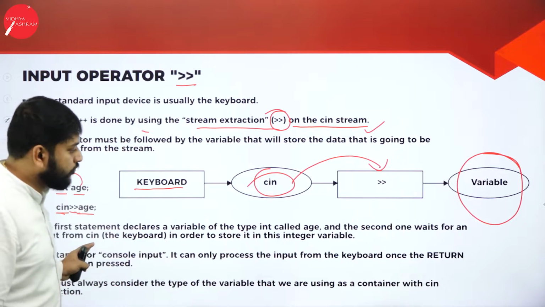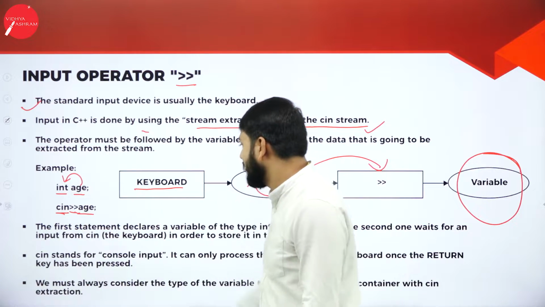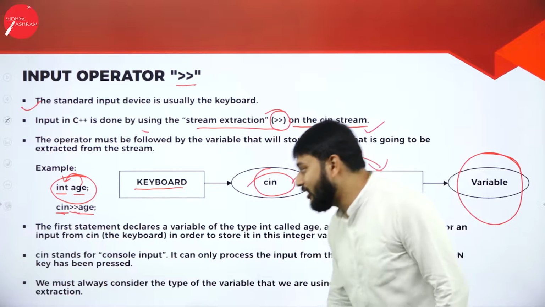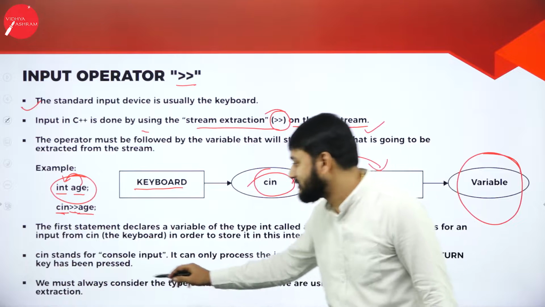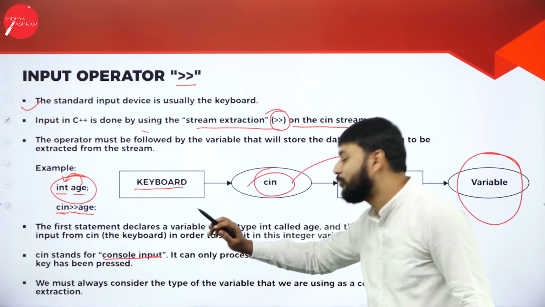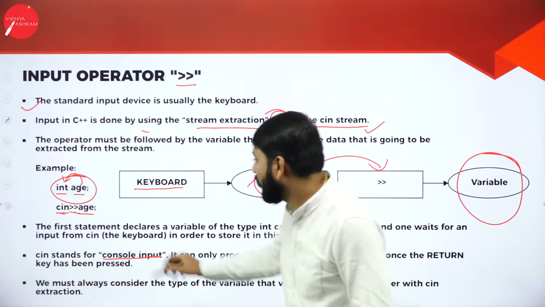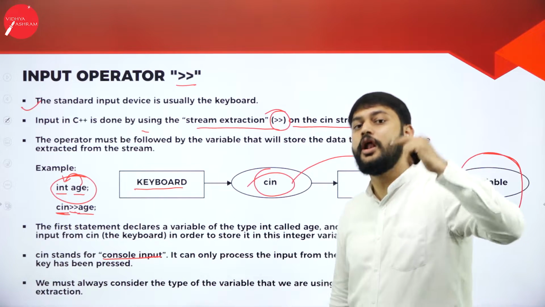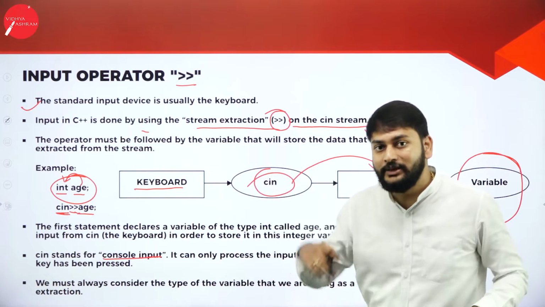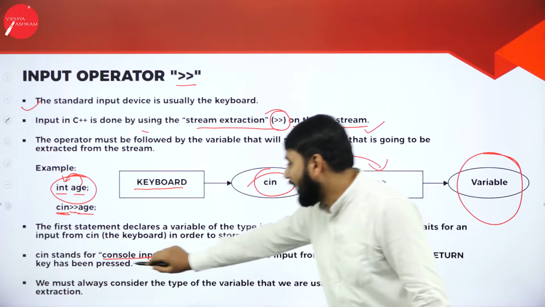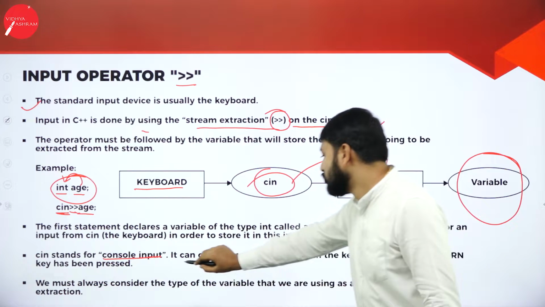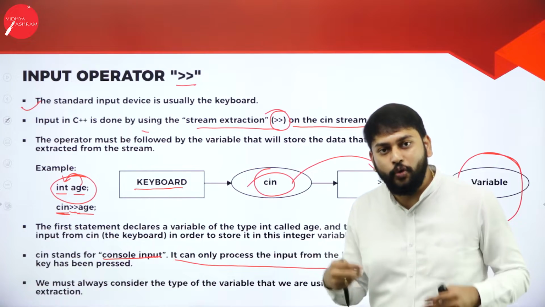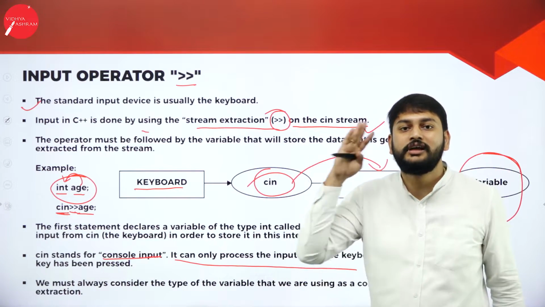So guys, this next point says the same thing. The first statement declares a variable. The second statement, please understand, cin stands for console input. So why do we have this cin? Cin means console input, cout means console output. Console means display input, display output. Cin can only process the input from the user. So only to read the input from the user we use cin.